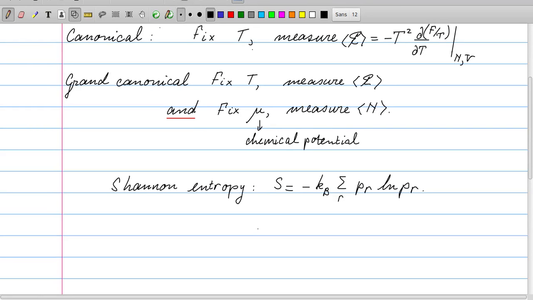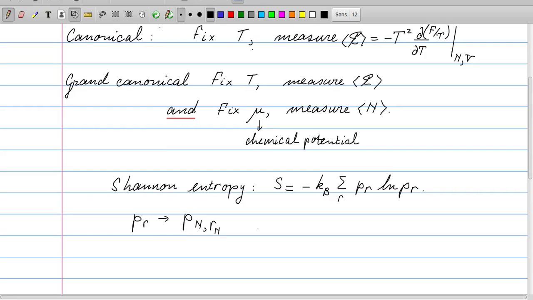The way to derive the ensemble in detail is via the Shannon entropy, which is generally defined as S is minus k_B times the sum over all the states which are labeled r, and then we have p_r and the log of p_r. Now r is a state of the system, and if we don't fix the number of particles, the state is a state for N particles, but we also need to include different choices for N. So we are going to refine the description of the states.